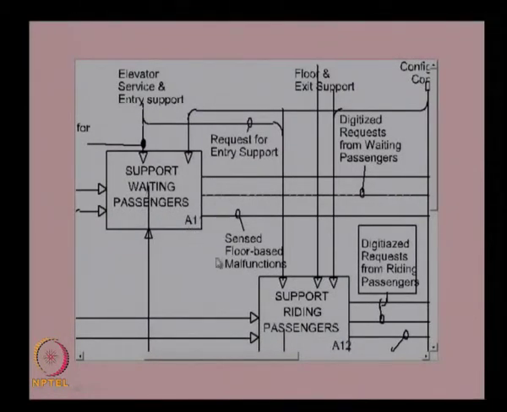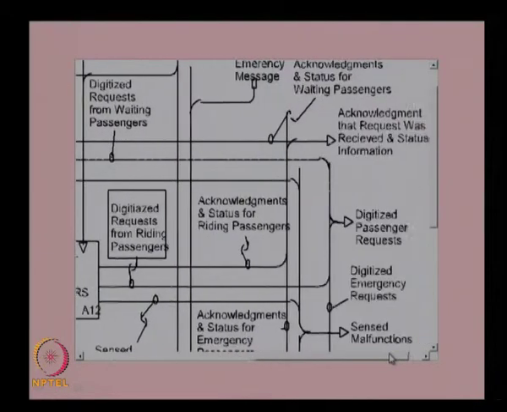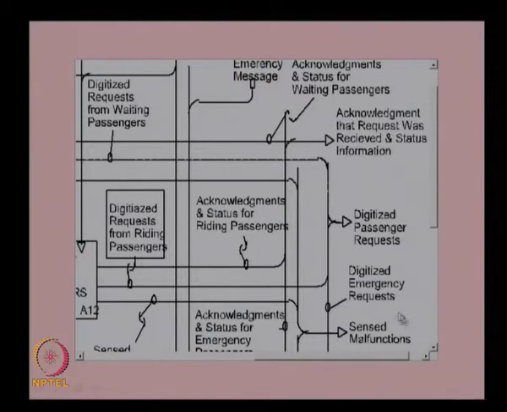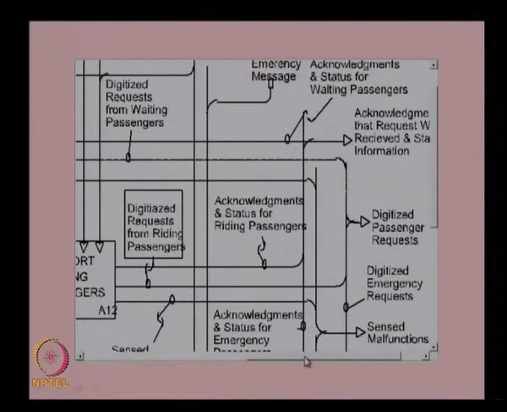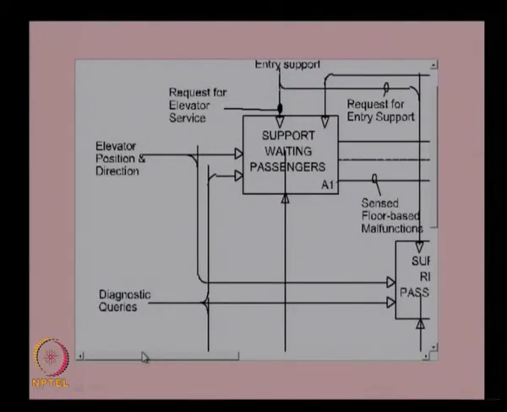Similarly, we need to have support for the riding passengers also. In case there is any malfunction, that is also an output from here. The sensed malfunction will go to the service and maintenance function, as an output from the A1 block, and it will go to the A4 function, which we discussed in the previous slide.